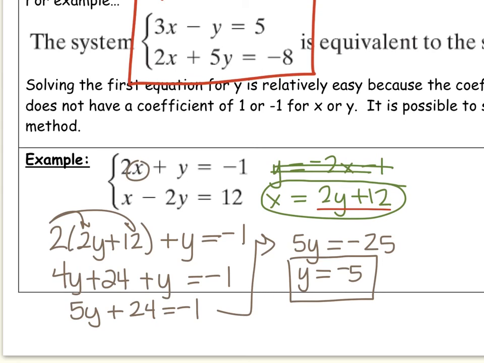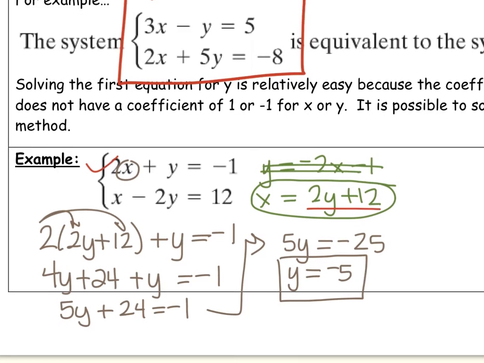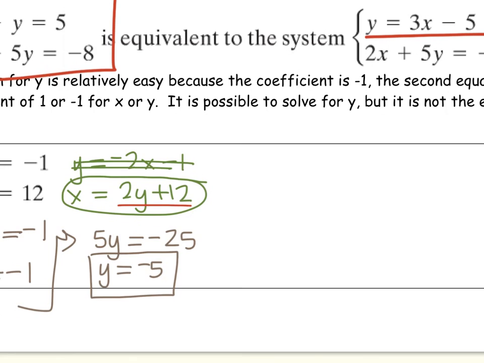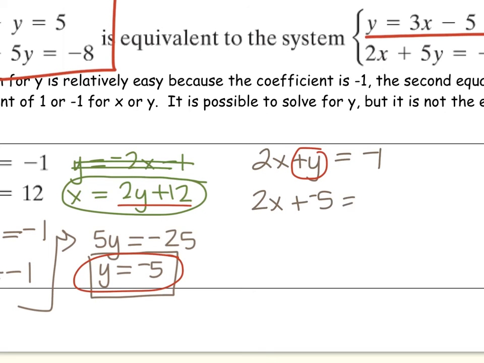And again, I'm going to stick with this equation up here, 2x plus y equals negative 1, and I'm going to take out y, and I'm going to plug it in that equation. So the equation that I'm using is 2x plus y equals negative 1. I'm going to take out y, and I'm going to replace it with negative 5. So 2x plus negative 5 equals negative 1. And we're going to add 5 to each side.